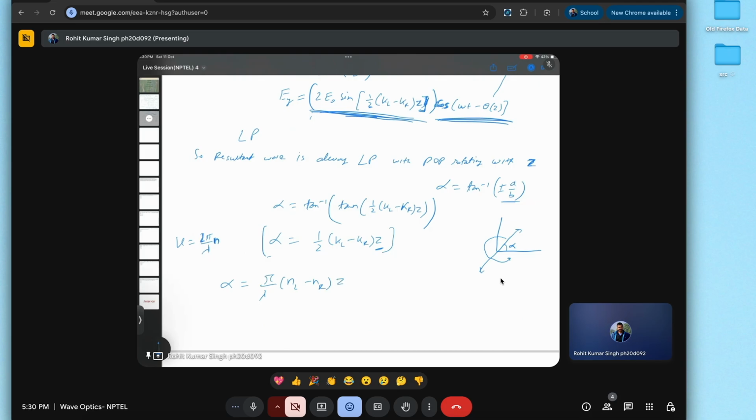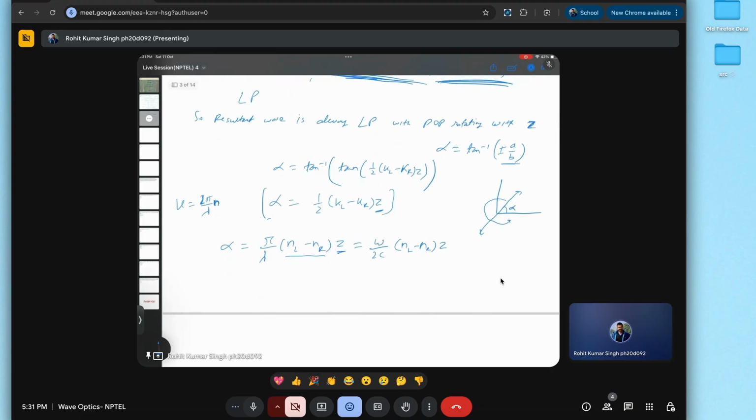From here you can see it depends on basically the difference of the refractive index between left and right circularly polarized wave and the distance that it is traveling, z, okay, the longitudinal distance. So also you can write it in terms of frequency omega, okay.